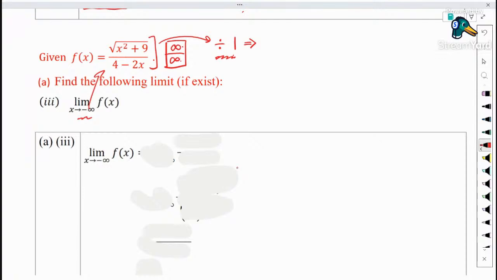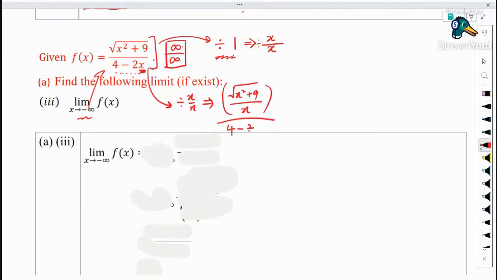The 1 here that we want to divide by is in the form of, we refer to the denominator and look for the highest power term, in here it is x. So we're going to divide by 1 in the form of x over x for top and bottom. However, if you realize, if I divide this one with x over x, the result is that I have square root of x squared plus 9 over x on top. The bottom I can divide easily: 4 over x minus 2. So this part still remains unsolved.